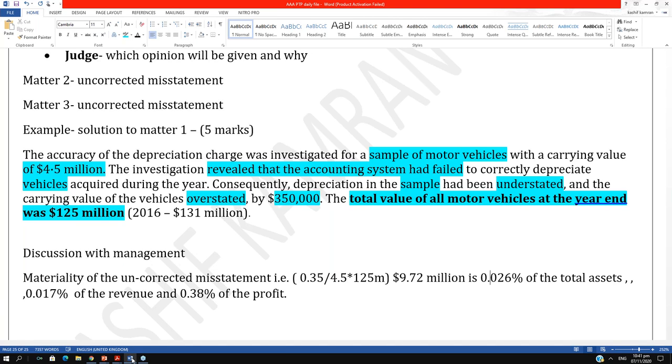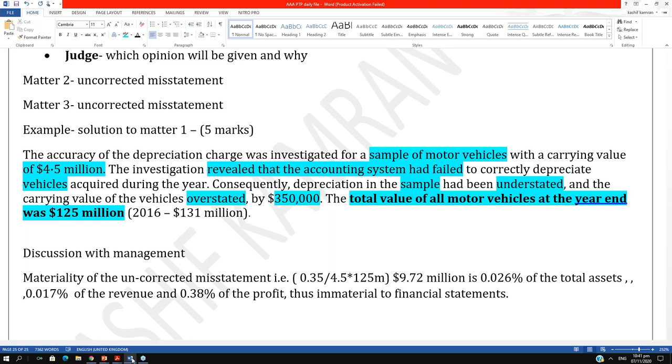I'm believing on your percentages, right? Materiality of the uncorrected misstatement of 9.72 million is 0.026% of the total assets, 0.017% of the revenue, and 0.38% of the profit, right? Thus immaterial to all, thus immaterial to financial statements. Is that right? Do you find any percentage to be material?